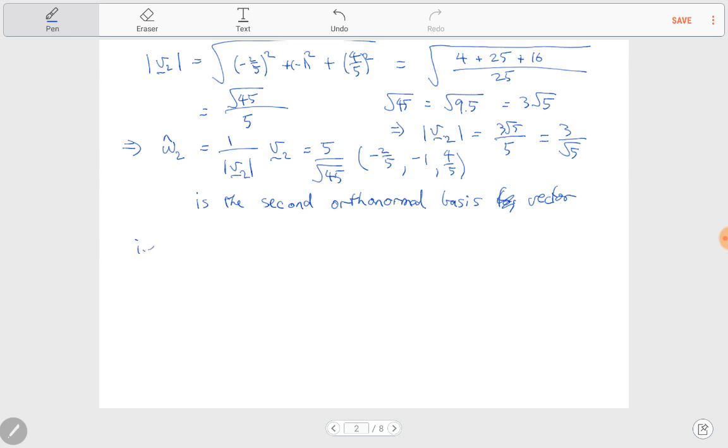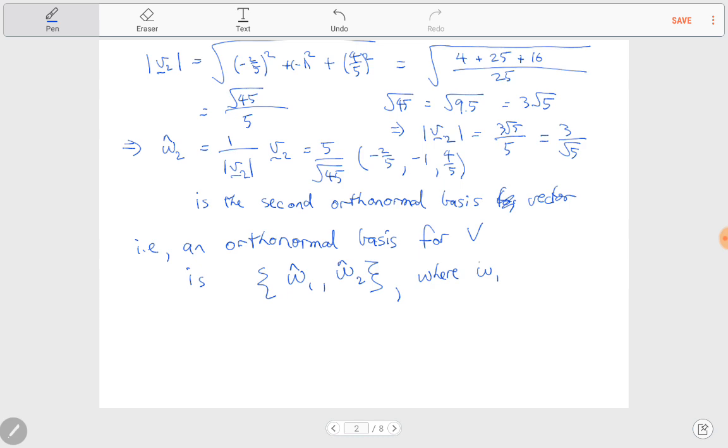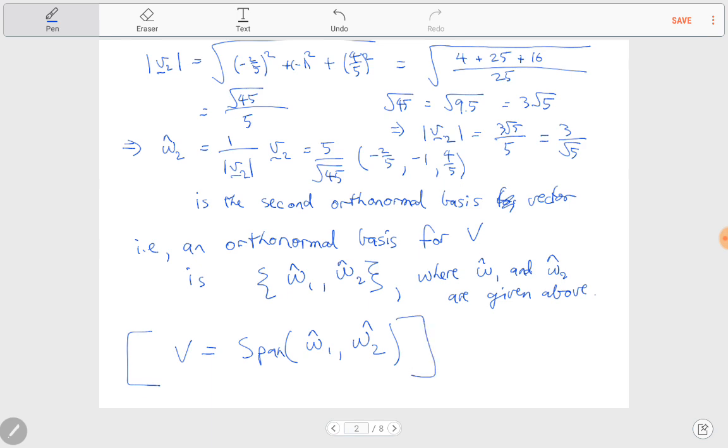So I could write, i.e., an orthonormal basis for V is just given by the set of the two vectors W1 hat, W2 hat, where W1 hat and W2 hat are given above. We could use the notation which is given in the published solutions and say that V is equal to the span of W1 hat and W2 hat. So this is also true, but I would just say that the set of basis vectors is W1 hat, W2 hat, and we're done.